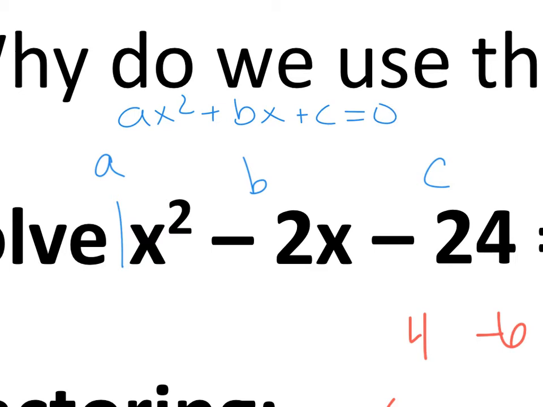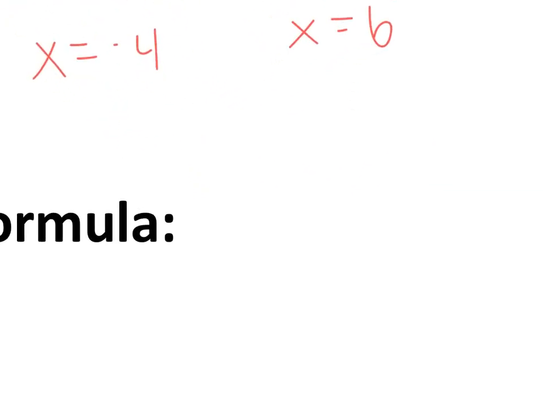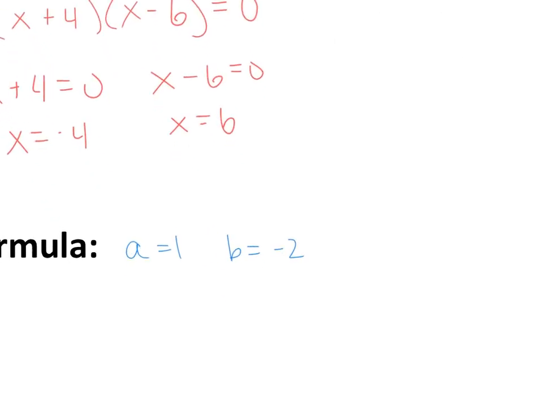If it's not already set up like that, you're going to need to go ahead and solve it, make it look like that. So we know that a is equal to 1. I'm going to write it down here just so we have it. So a will equal 1, b is equal to negative 2, and our c value was equal to negative 24.